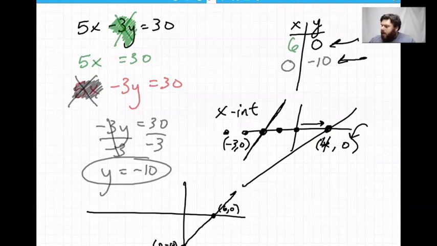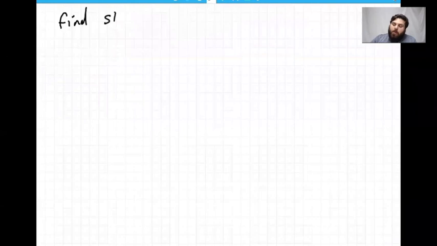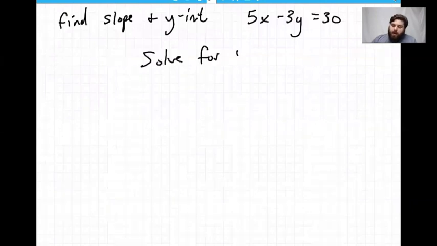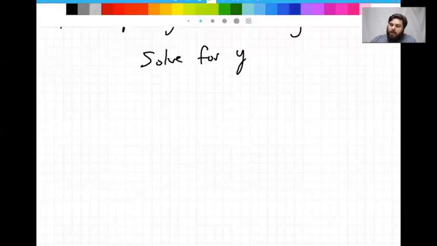Okay, let's look at an example. If you're asked to find the slope and the y-intercept, or just even the slope, of that same form, I'll look at that same example, 5x minus 3y equals 30. If you're asked to find slope and y-intercept, you need to put it in slope-intercept form. That means you have to solve for y. So you've got to get the y by itself.